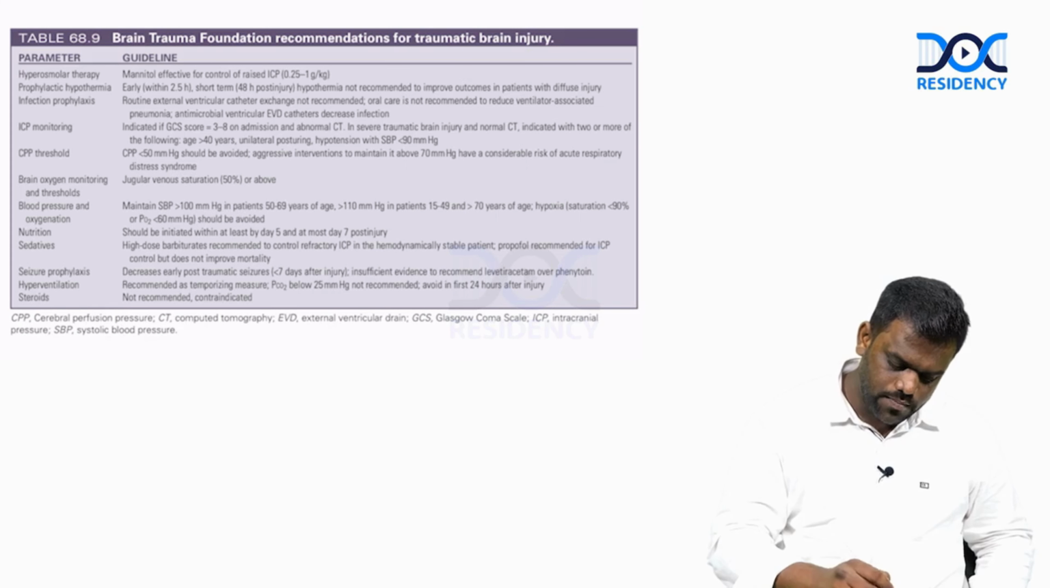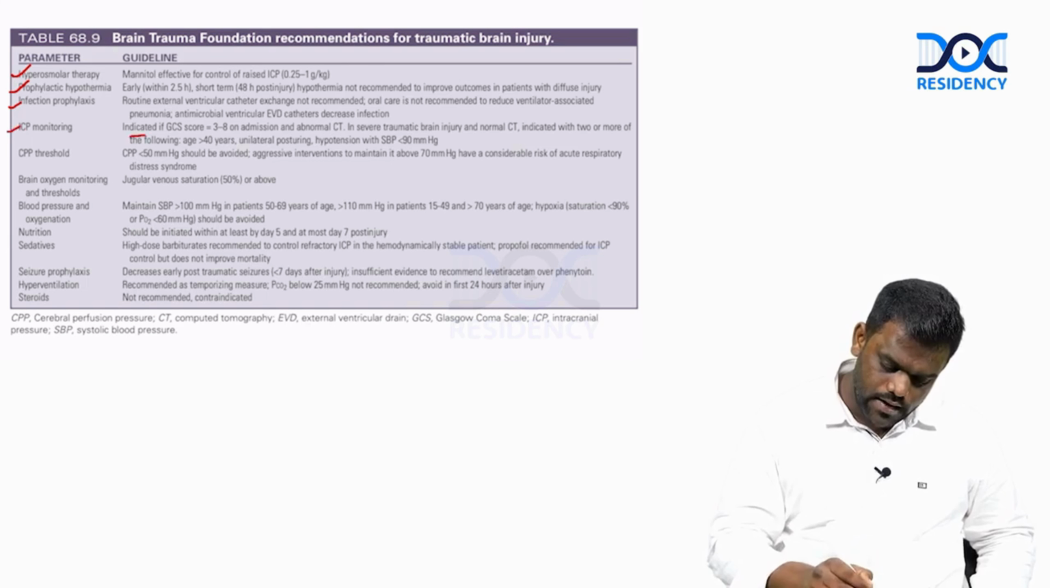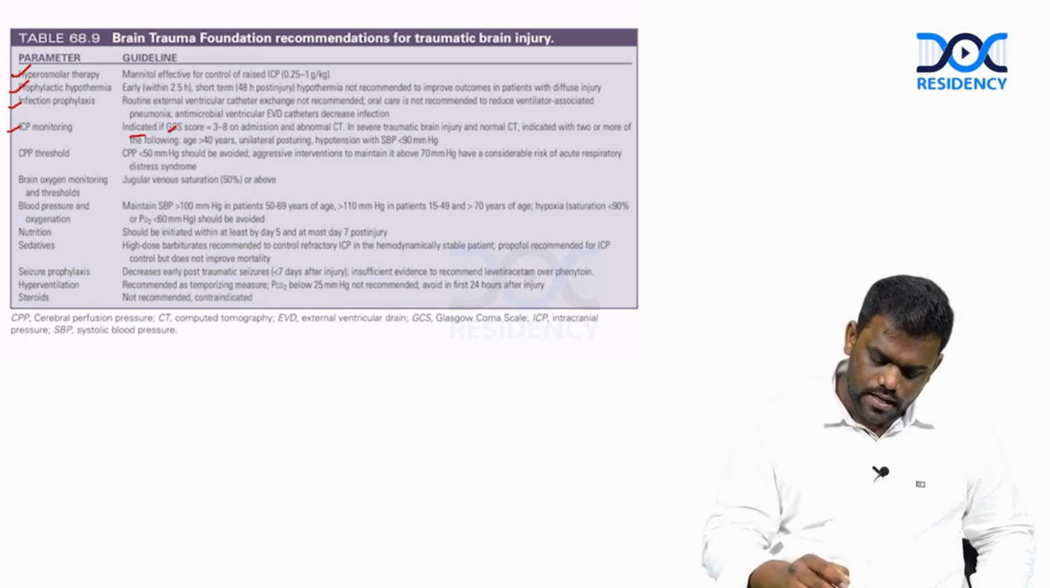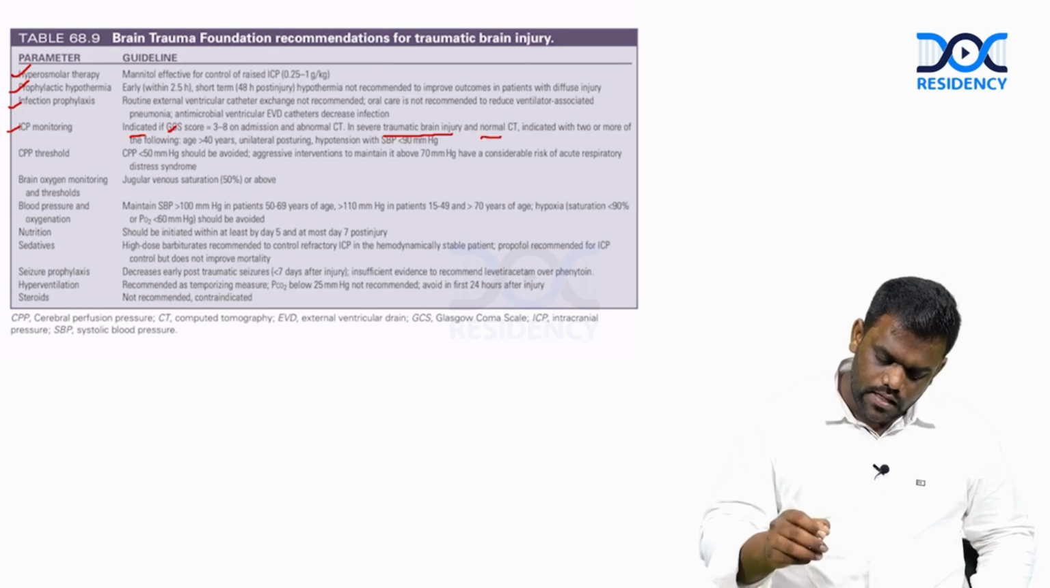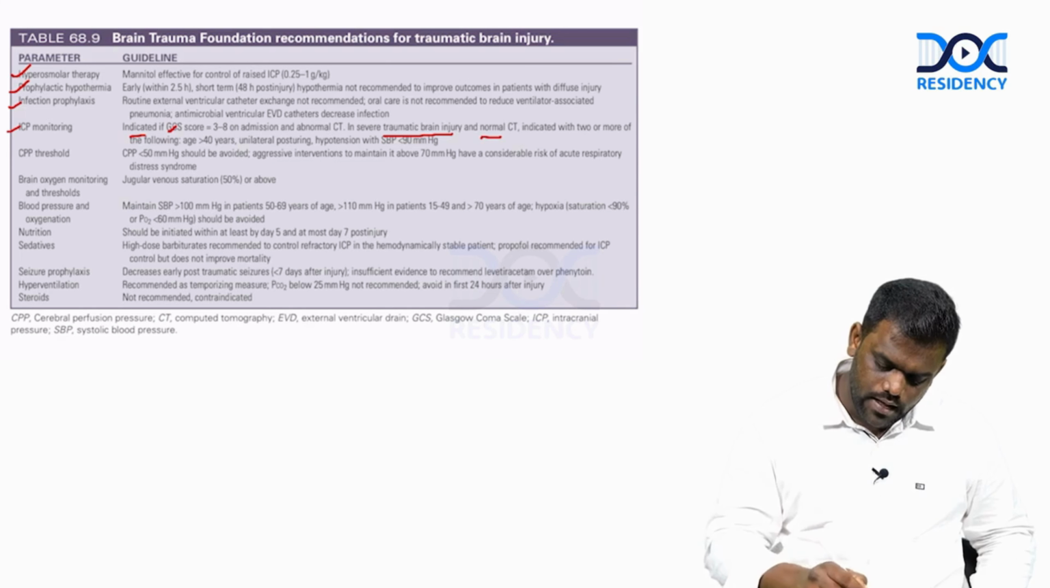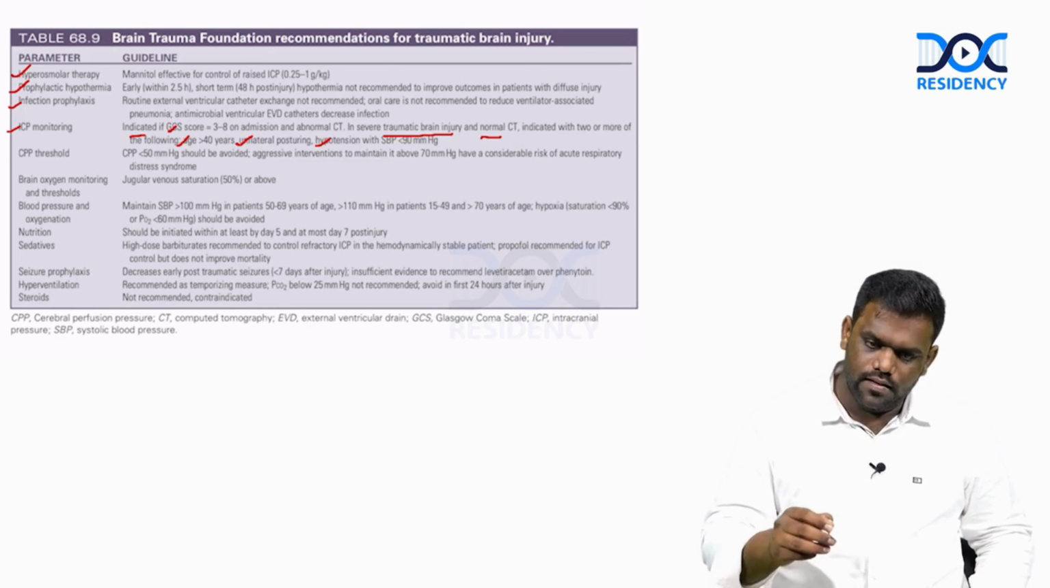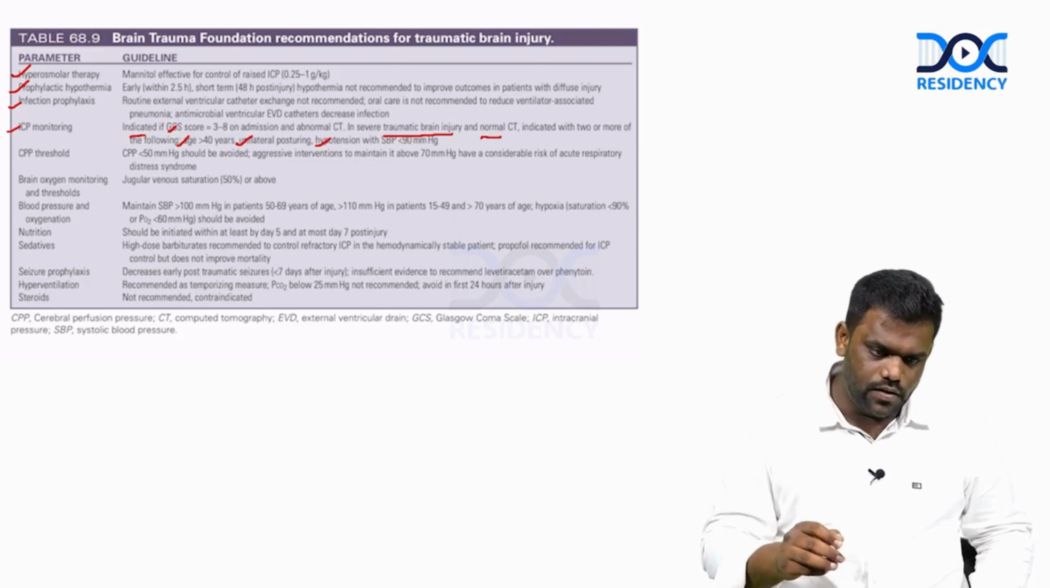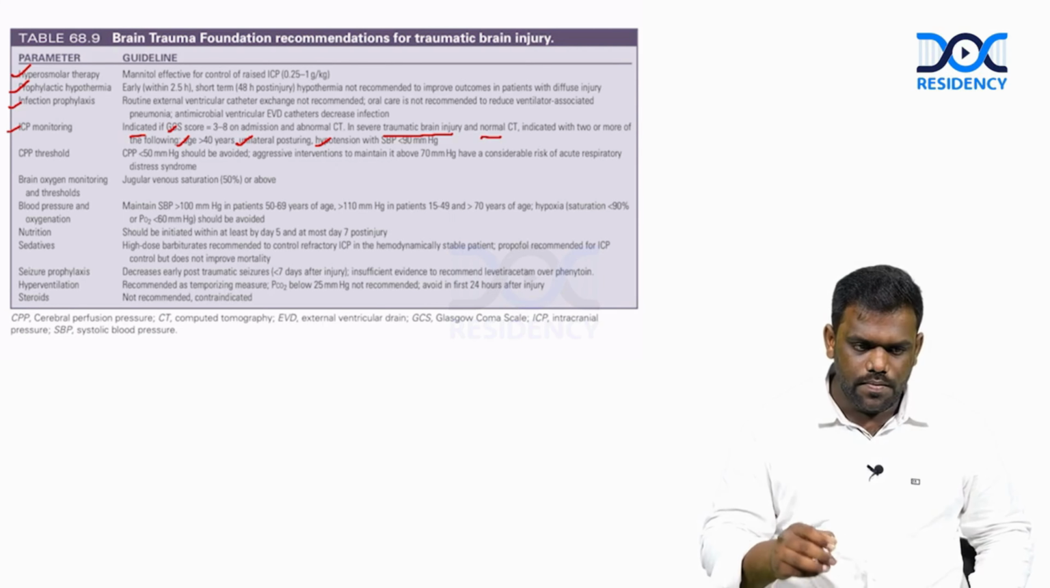Use hyperosmolar therapy like mannitol, prophylactic hypothermia and infection prophylaxis. ICP monitoring is indicated when the GCS score is 3 to 8 on admission and the CT is abnormal. But in case of severe traumatic brain injury with a normal CT, ICP monitoring is indicated with 2 or more of the following: age more than 40, unilateral posturing, and hypotension with systolic blood pressure less than 90 millimeters of mercury. So, these are the patients who need ICP monitoring.